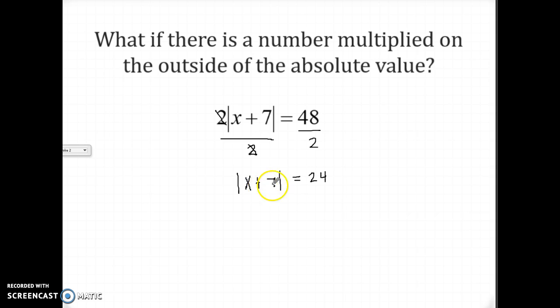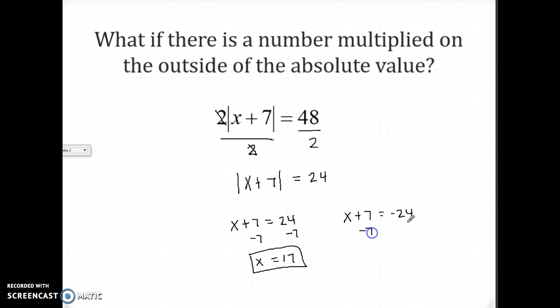So I know that whatever is in here has an absolute value of 24. So that expression could equal a positive 24 because 24's absolute value is 24. Or that expression could equal a negative 24 because the absolute value of a negative 24 is also 24. And then you just solve this equation to get x is equal to 17.